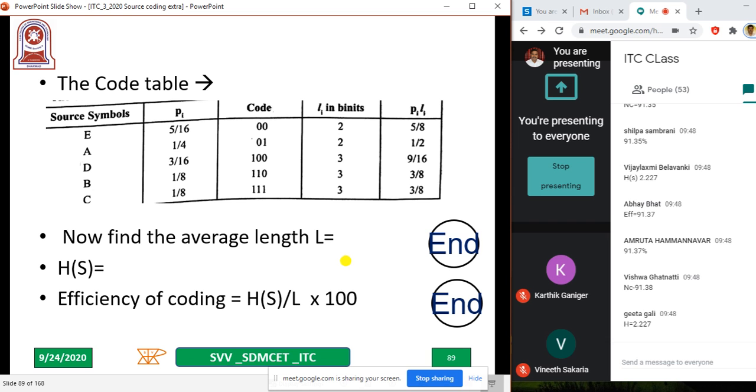91.37 Amrita, 91.38 Vishwa, Pragati 91.38, Amrita 91.37. Okay, most of you got the answers. Praveen 91.3, 91.37 Jaysurya, Adnya 91.37, 91.3 Prithviraj. I think most of the students are typing the answers. Very good. Within a minute I am checking. Geeta 91.3, Shivani 91.3, good. Vidya got 91.645, but majority has got 91.3, Vidya. Check it. Anyway, I will show my answer also.